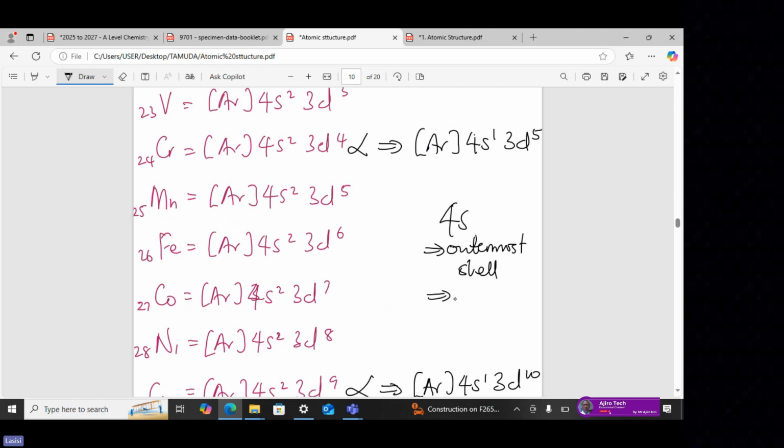Who loses electrons first? The outermost shell. So electrons are lost from 4s before 3d. The electrons are lost from where? From 4s before 3d. Is that okay? Know that.